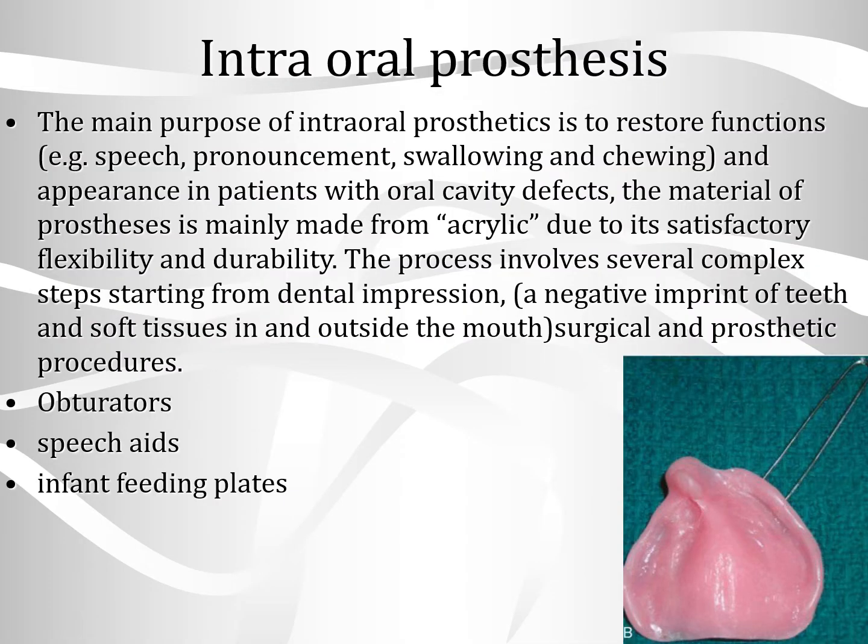Coming to the intraoral prosthesis, the main purpose of intraoral prosthetics is to restore functions, the basic functions and appearance in patients with oral cavity defects. The material of prosthesis is mainly made from acrylic due to its satisfactory flexibility and durability. The process involves several complex steps, starting from dental impressions and surgical and prosthetic procedures. So, these can be obturators, speech aids, or infant feeding plates.